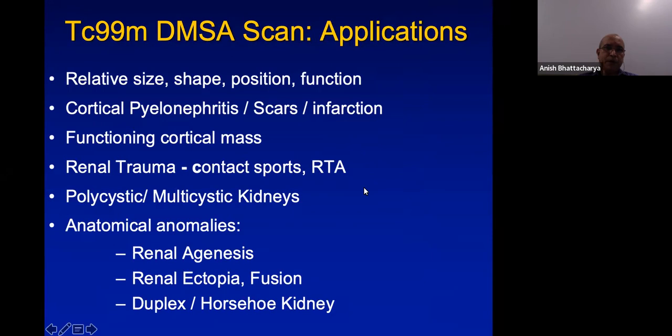So the applications of these are, you get the relative size, shape, position, and function of the kidney. You can determine cortical scars and pyelonephritis as well as infarcts. Functional cortical mass can be estimated in blunt trauma of the abdomen, like in contact sports or road traffic accidents. You can determine the functional cortical mass following renal trauma. Identification of functional cortical mass in polycystic or multicystic kidneys, and then renal agenesis, ectopia, or congenital anomalies like duplex and horseshoe kidneys.